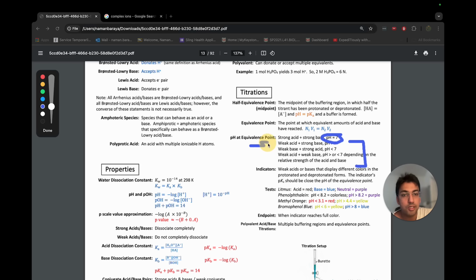If it's a weak acid that you're titrating with a strong base, well, then pH is going to be greater than 7. If it's a weak base and a strong acid, pH will be less than 7. So you can kind of reason through that.